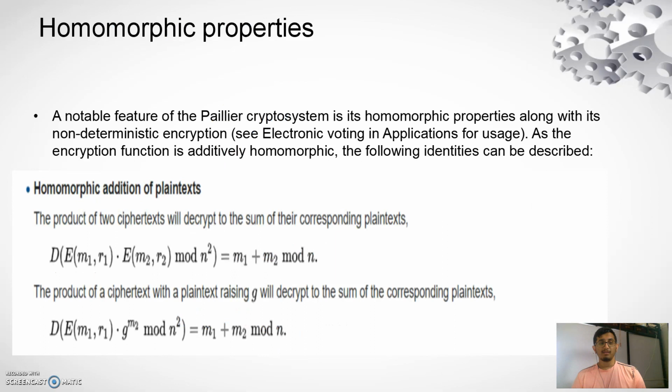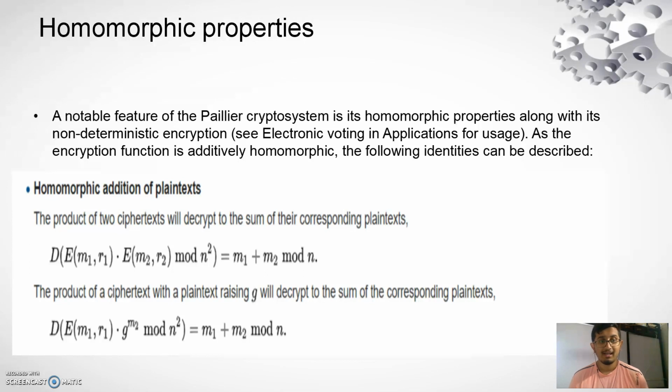Okay. Now as we have seen the example, let us see some of the homomorphic properties. A notable feature of the Paillier cryptosystem is its homomorphic properties along with non-deterministic encryption. Examples of its application are electronic voting and electronic cash. Now let us see the homomorphic addition of the plain text. The product of two ciphertexts will decrypt to the sum of the corresponding plain texts.